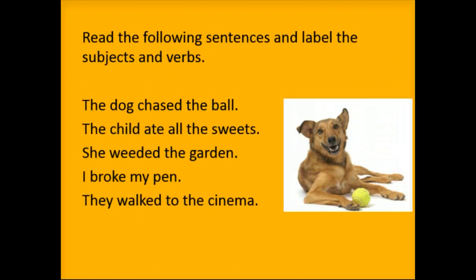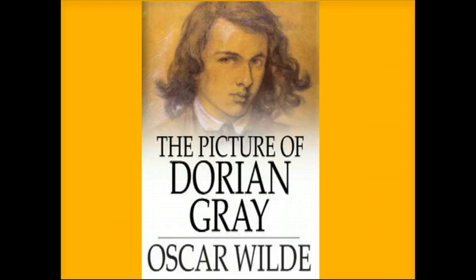So here we have some other active sentences. The dog chased the ball, the child ate the sweets, she weeded the garden, I broke my pen, they walked to the cinema. And you can see that the subjects, dog, child, she, I, and they, are doing the verbs, chased, ate, weeded, broke, and walked. So that's quite simple. That's what active sentences are.